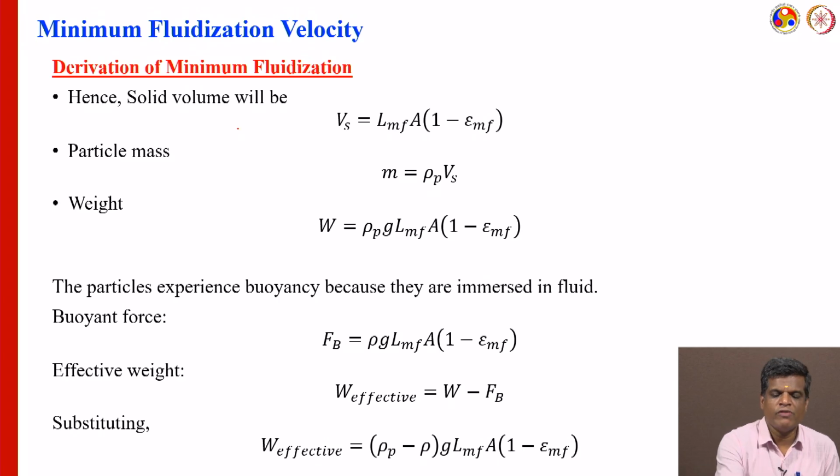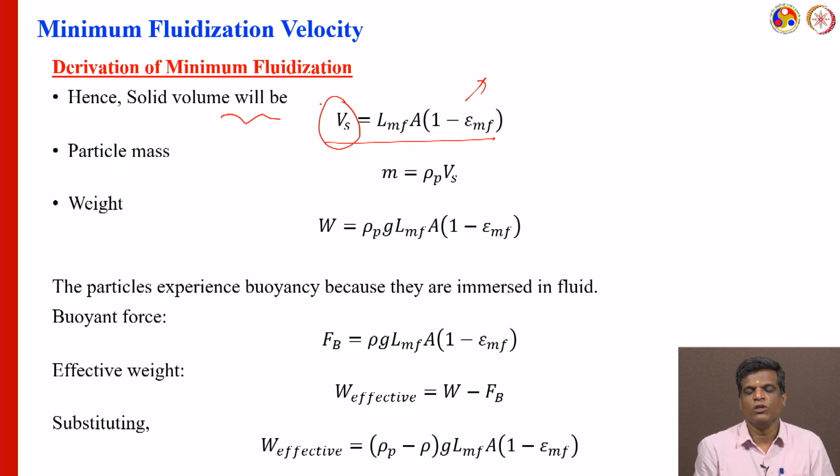Then the solid volume we write as Vs equal to LMF A times (1 minus epsilon mf). There is no unit for the porosity, and LMF A is the area term. So we call this the solid volume. Then what is the particle mass? The particle mass we write as M equal to rho P into Vs.